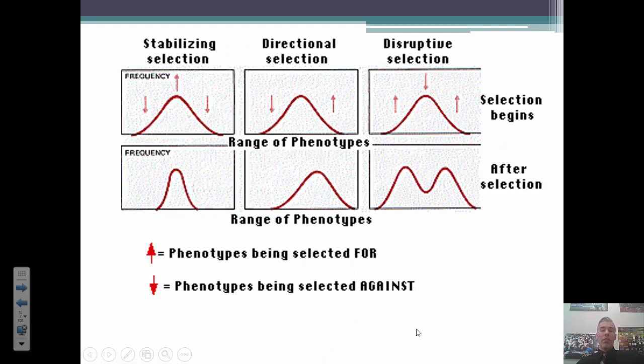So here's showing you all 3 types and how you're selecting for would be the increase in frequency of the allele, selecting against would be the decrease for the down arrow, and what would end up happening to the populations in each case.